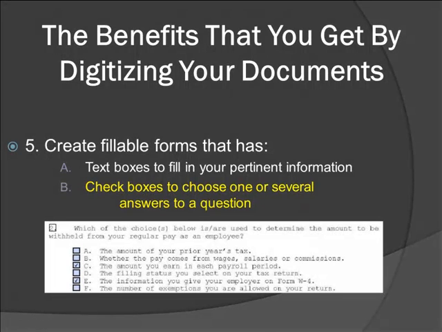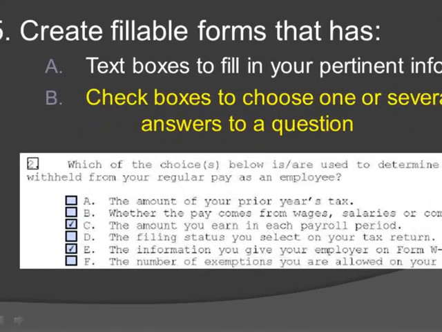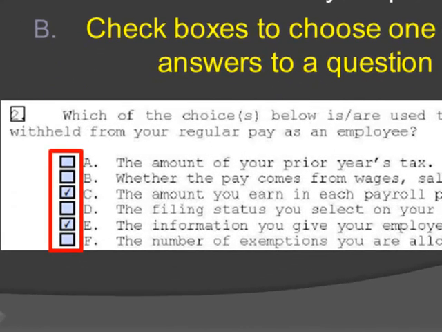You also can have check boxes on your form. For instance, down here we see check boxes. You can choose one answer or several answers. In this case, with multiple answers to the question, you would choose 2 different answers for this question.